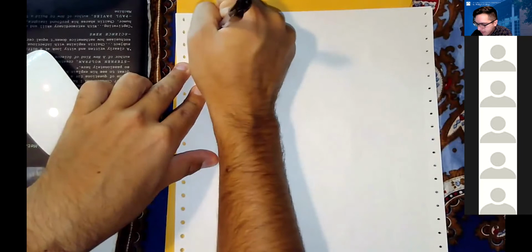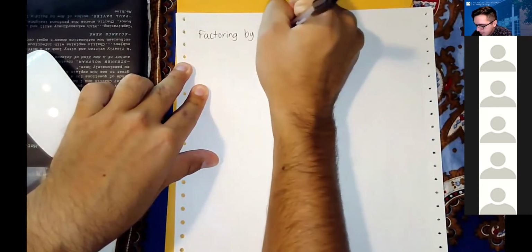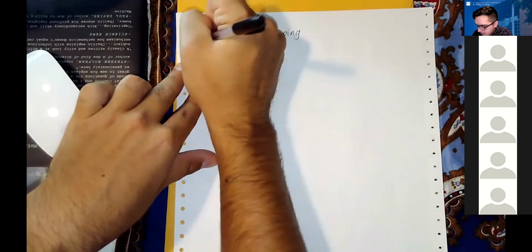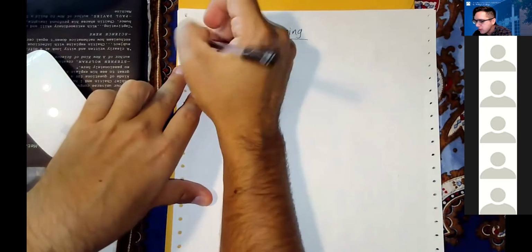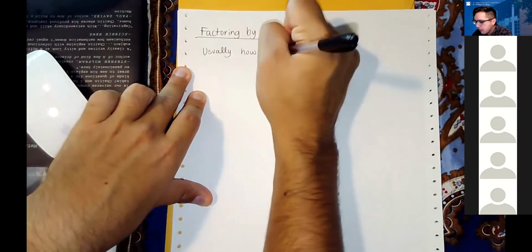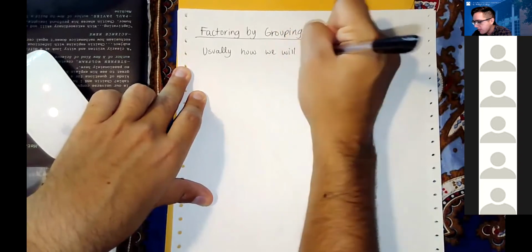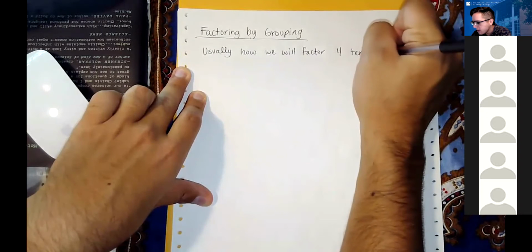Factoring by grouping. Factoring by grouping is usually how we will factor 4-term polynomials.